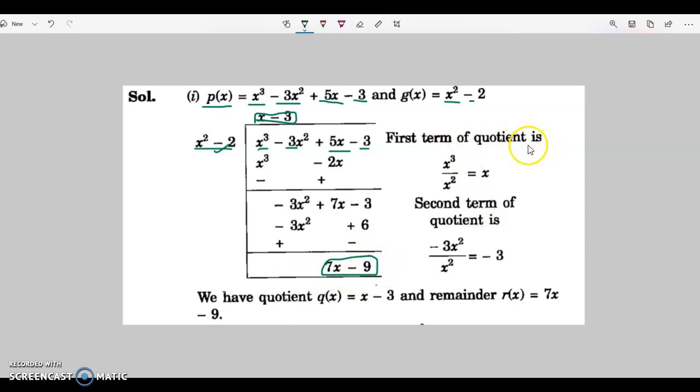The first term of the quotient is x cube by x square, which gives us x. So we write x as the first term. And the second term of the quotient is minus 3x square by x square, which gives us minus 3. That is what we have written here. So we have the quotient q of x is equal to x minus 3 and the remainder, that is r of x, is equal to 7x minus 9.